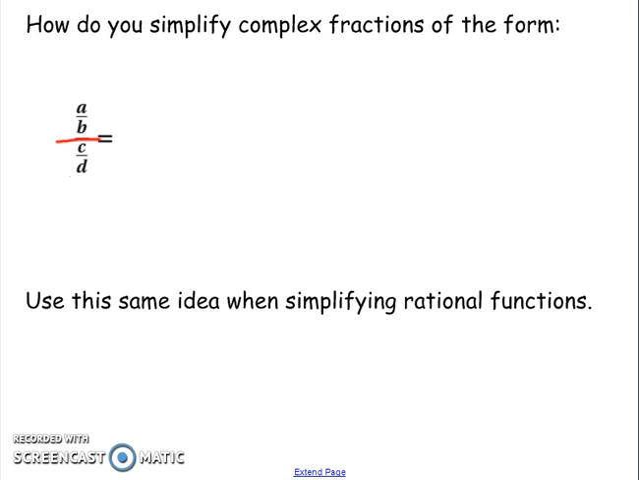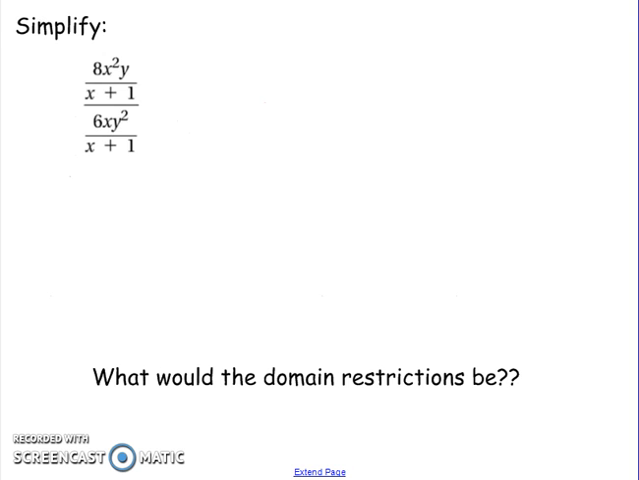So what we can do is rewrite this as division and say a over b divided by c over d. Now we've set it up like a regular division problem, which we know when we're dividing fractions, we can change to multiplication. So we keep the first fraction, change the sign, flip the second fraction. We're going to use this same idea when we're simplifying rational functions.